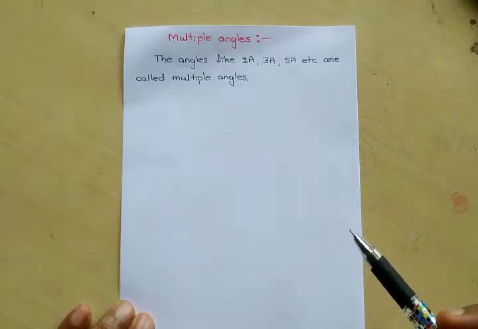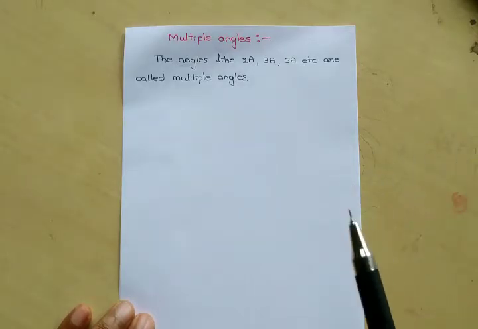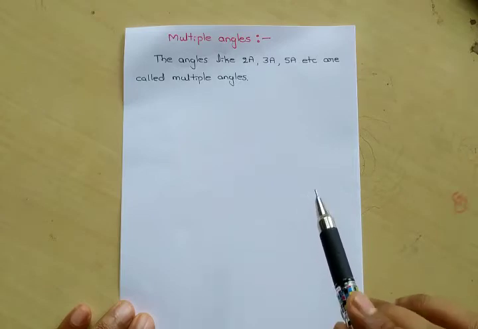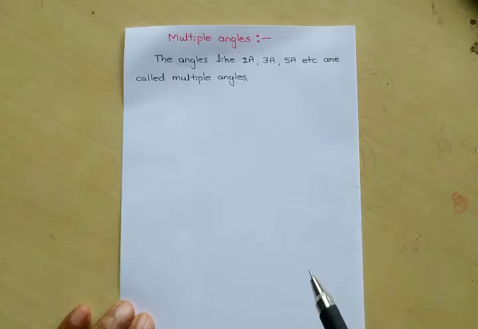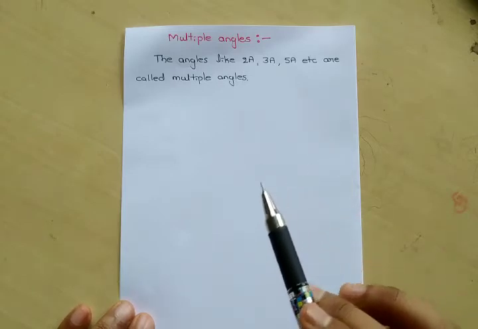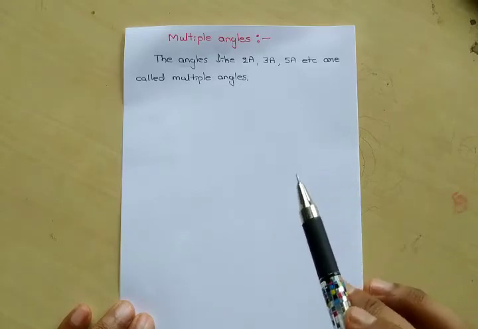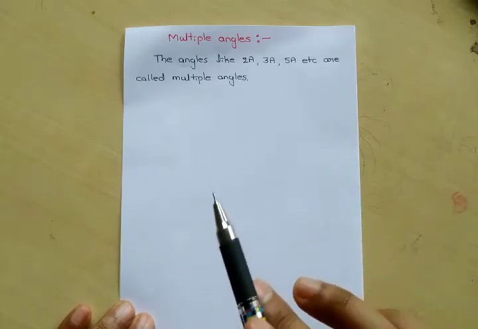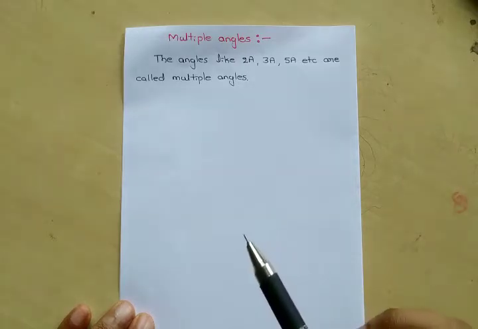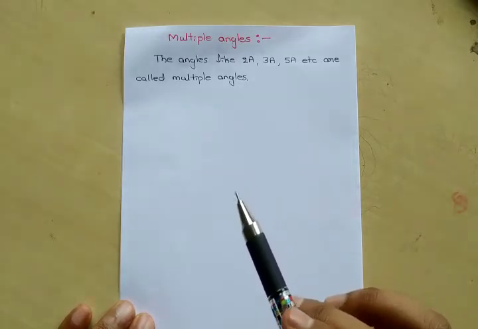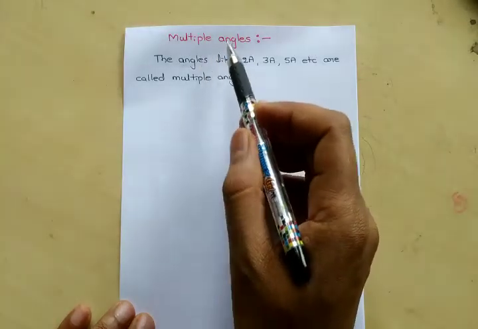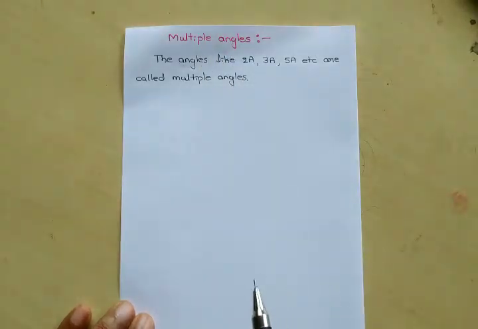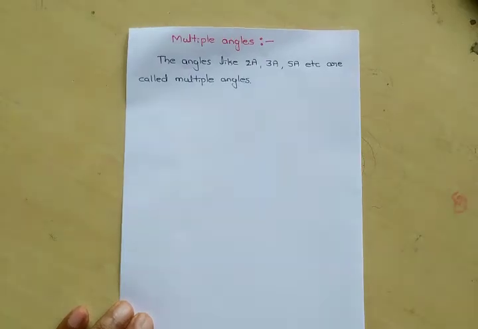Next, in the previous class, we did the trigonometric ratios of compound angles by adding or subtracting two angles, that is sin(A+B), cos(A+B), tan(A+B), and similarly sin(A-B), cos(A-B), tan(A-B). Now we have to find the trigonometric ratios of multiple angles.